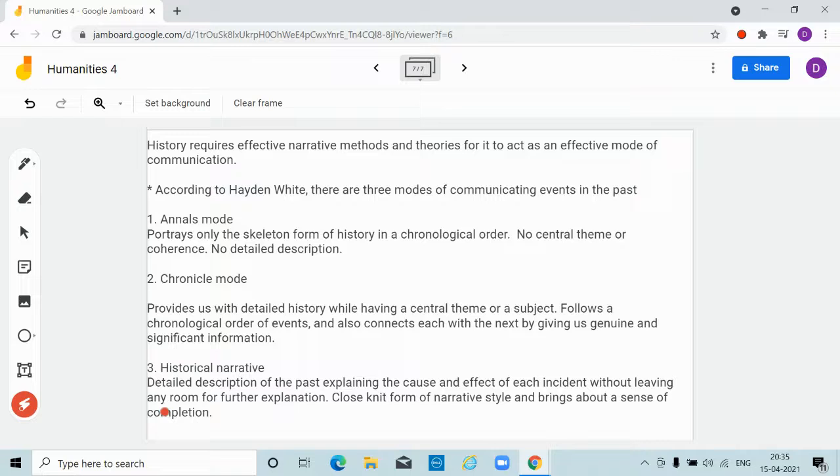Now, so these are the three modes in which history is communicated to the reader, according to the American historian Hayden White. First one, the annals mode. Second one, the chronicle mode. And the third one, the historical narrative.